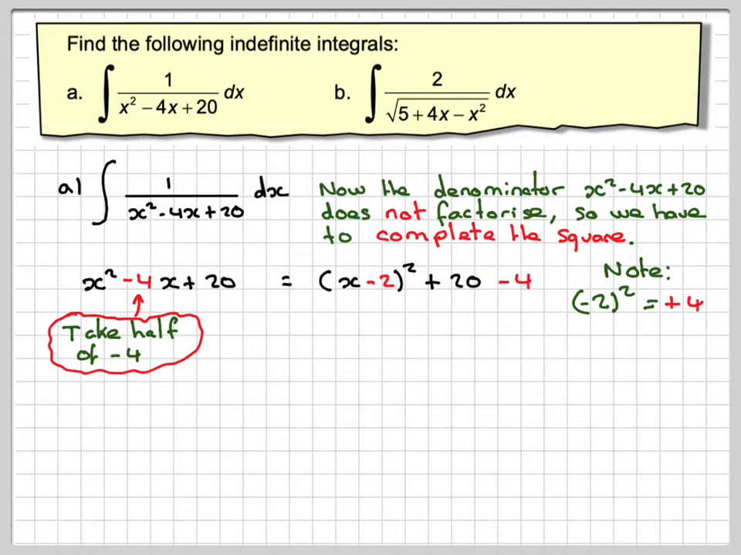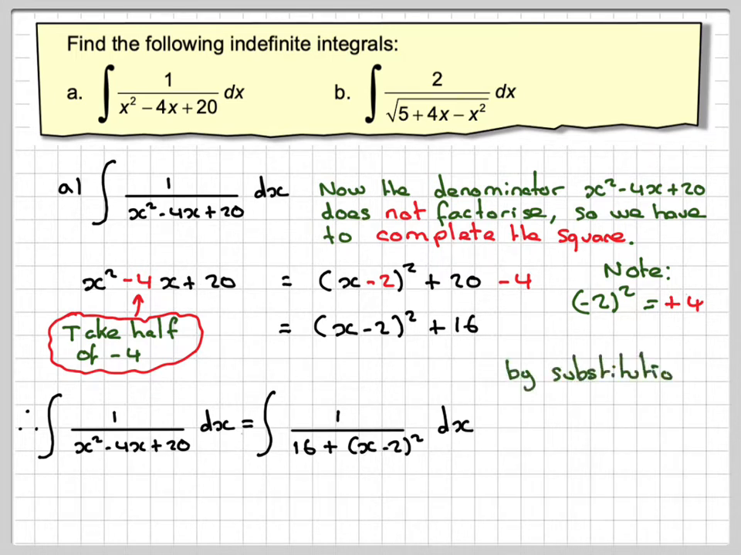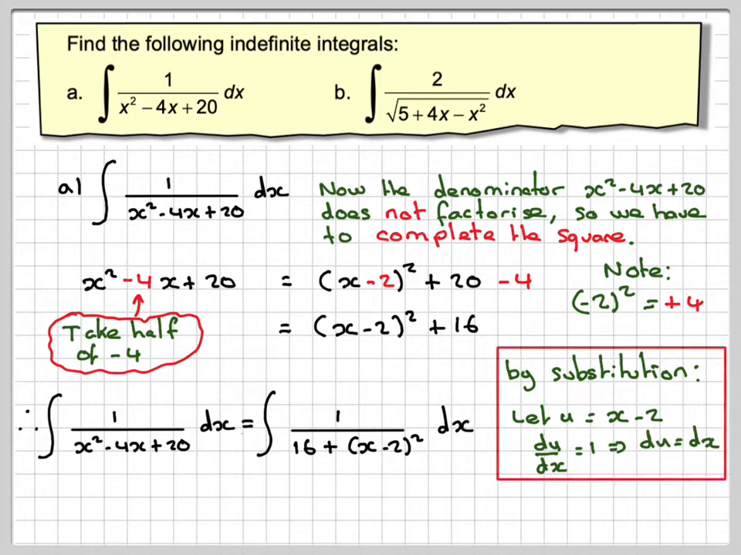You now need to take 4, so the denominator will become x minus 2 all squared plus 16. So if we now rewrite our original integral, I'm just going to swap these two over: 1 over 16 plus x minus 2 all squared dx. By substitution, if you let u be equal to x minus 2, du by dx will be 1, which means that du is equal to dx.